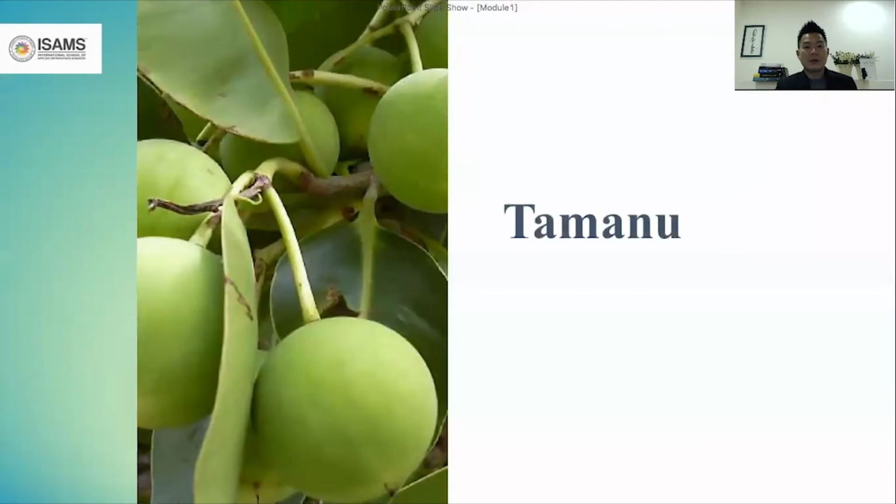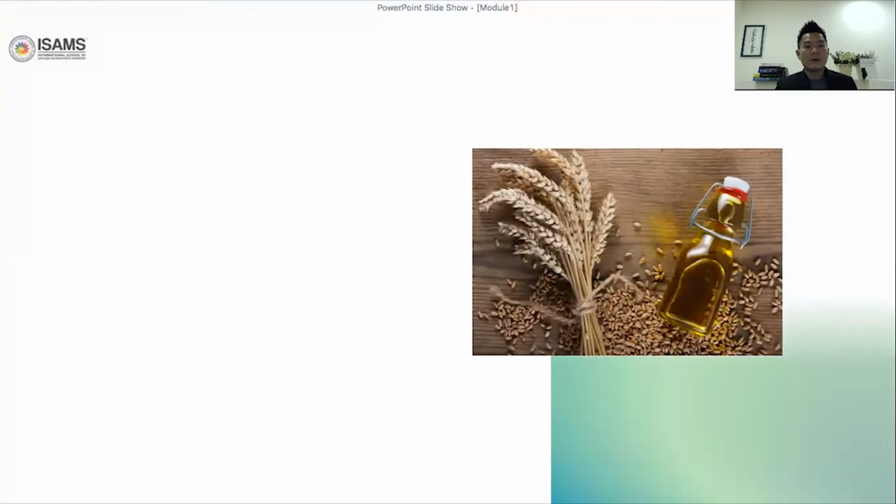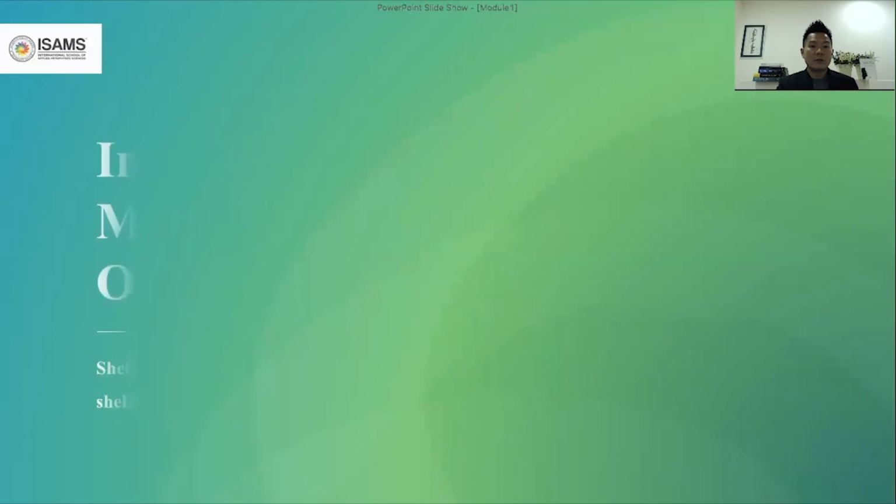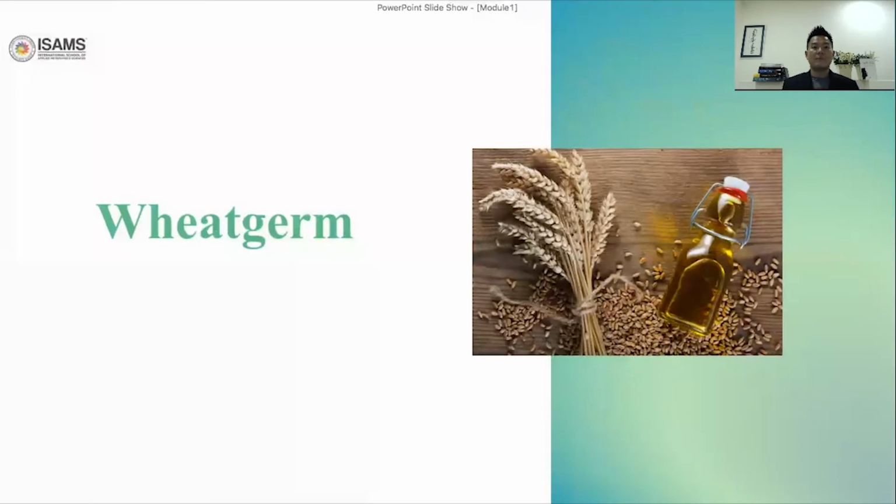This is a very dry chapter. You just need to memorize them. Tamanu oil and wheat germ. Now wheat germ, as I say, you have to be extra careful. There are people who are sensitive to wheat. So please do not give them wheat germ oil. But wheat germ oil is great for sometimes bad quality skin and scarring of the skin. However, some people are allergic to it, so you have to take precaution.